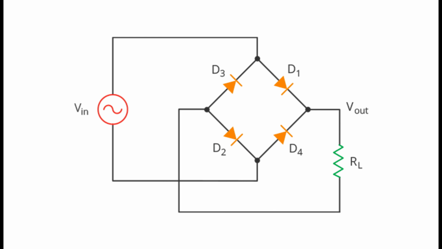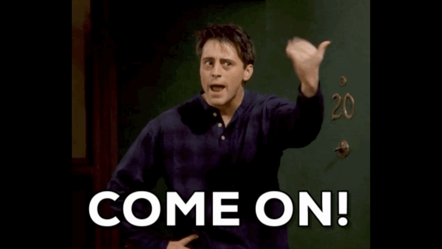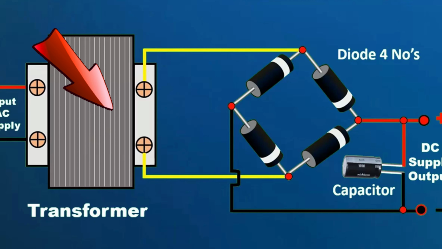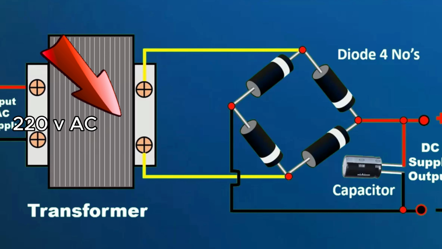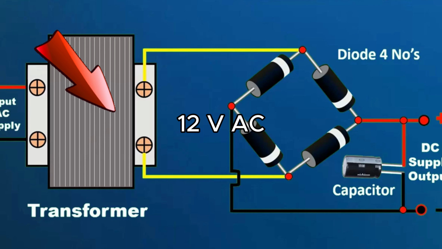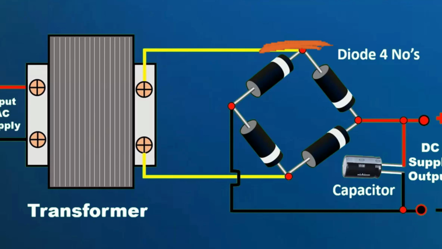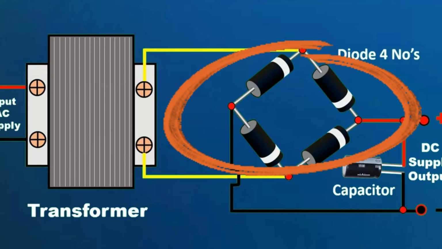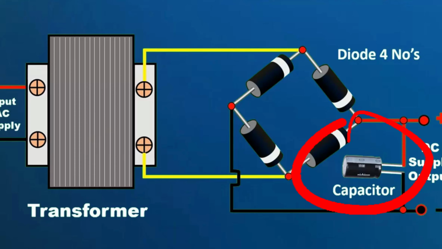Let's see the effect of 4 diodes. Connections. We will use a transformer to reduce the voltage from 220 volt AC to 12 volt AC. Now we will connect the 4 diodes in the same directions as in the video. After that we will connect the capacitor as you see in the video.